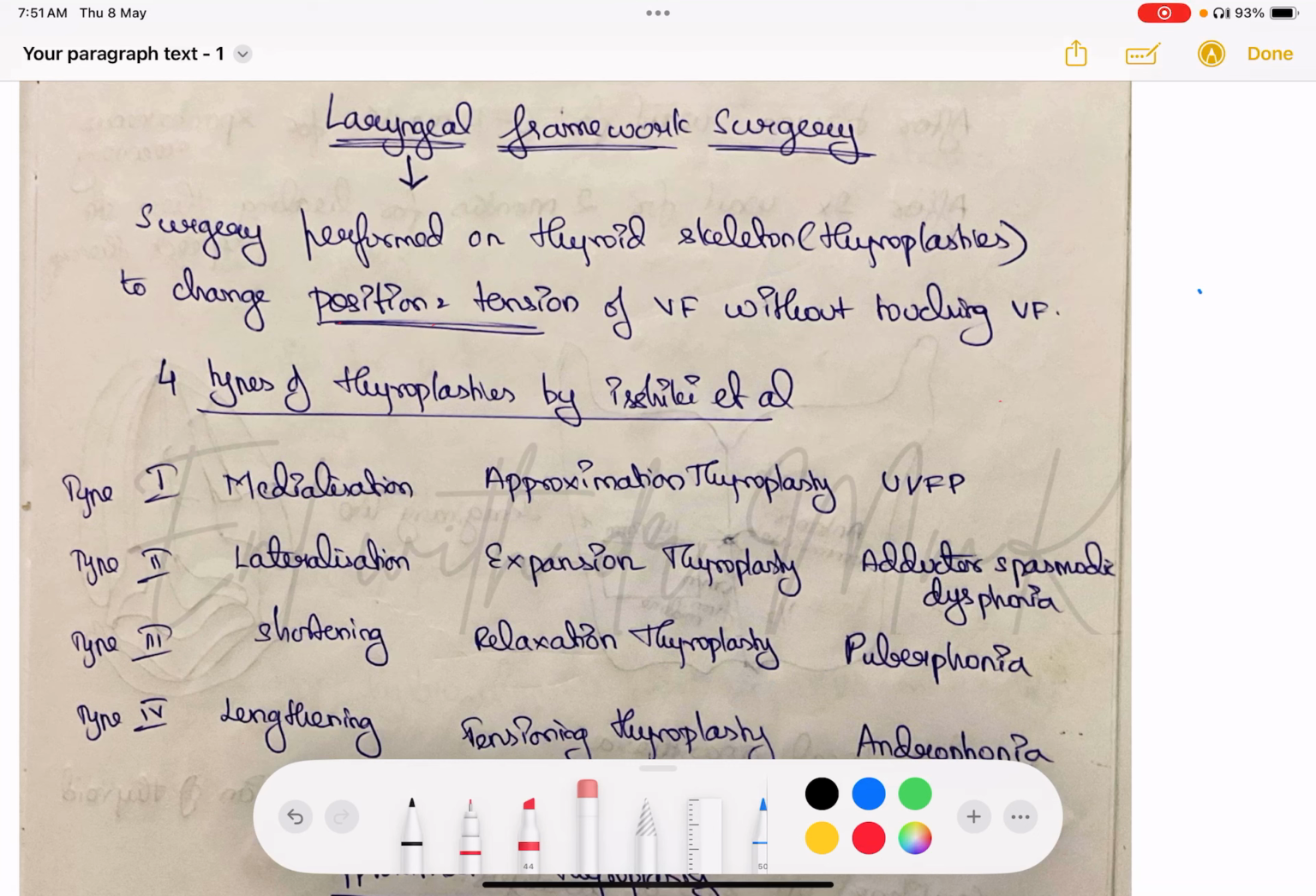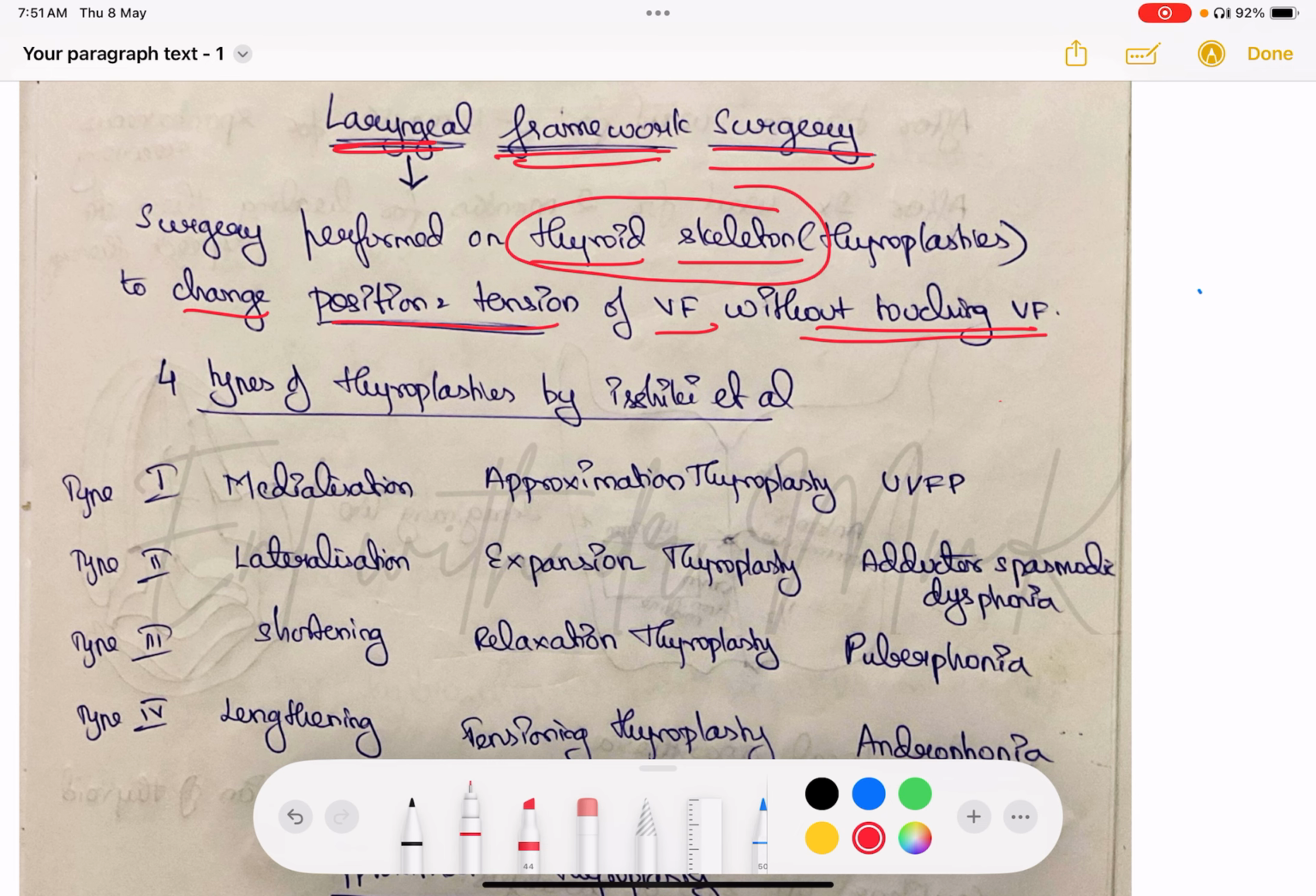Hi guys, today let us discuss laryngeal framework surgeries. What are laryngeal framework surgeries? These are nothing but surgeries that are done on the thyroid cartilage to change the position and the tension of the vocal cord without touching the vocal cord. So, we are not going to touch the vocal cord, but we will change the position of the vocal cord by performing surgery on the thyroid cartilage.